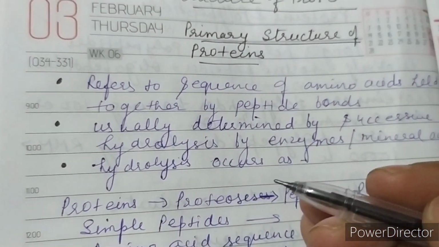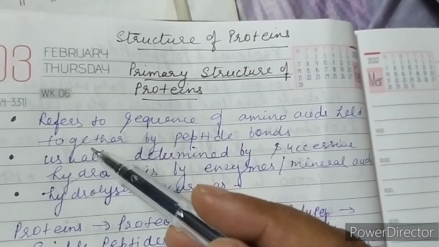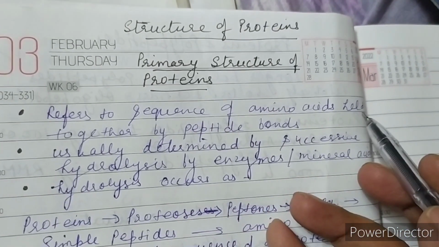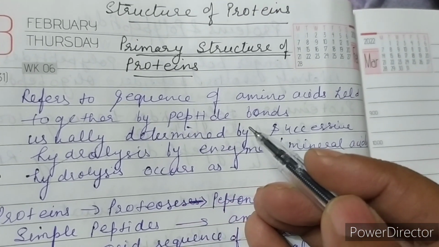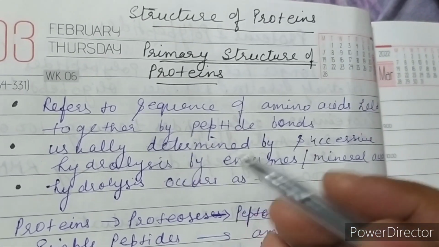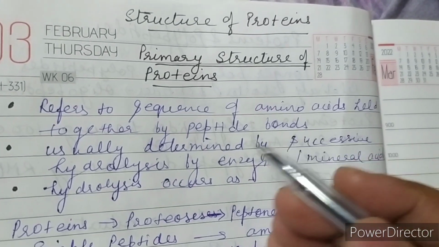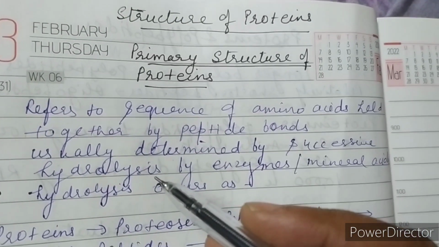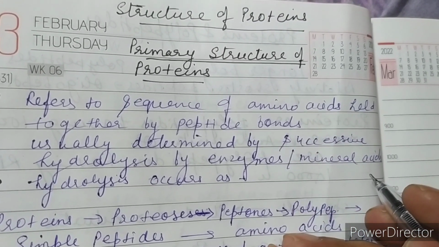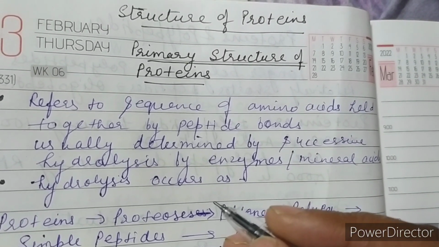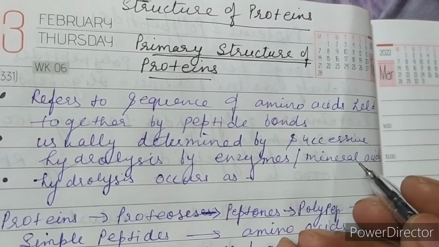So in this video, firstly we will deal with the primary structure of the protein, which is very simple because it is a primary structure and it mainly refers to the sequence of amino acids in a protein chain held together by peptide bonds. And how do we determine the sequence of amino acids? By hydrolyzing the proteins successively by either enzymes or mineral acids, which will tell you the actual sequence of the amino acids in the protein chain.